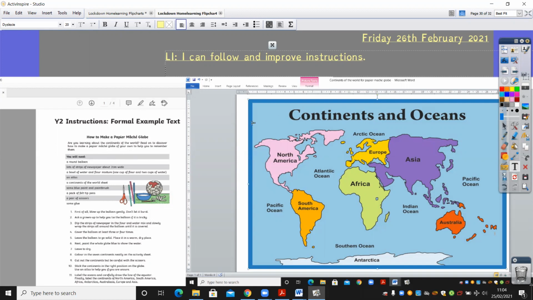I have attached to the post a little sheet with the continents and the oceans so you can cut these out and glue them onto your paper mache globe. Now, once you've had a go at these instructions, and even whilst you are following them, there are some questions that we'd like you to think about.